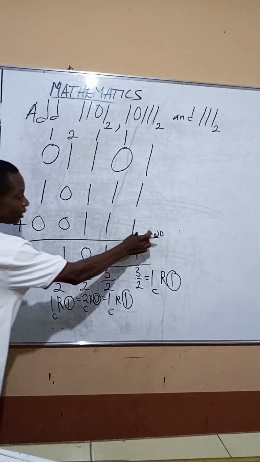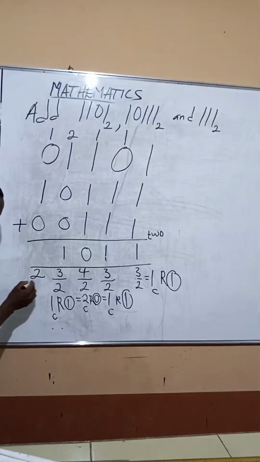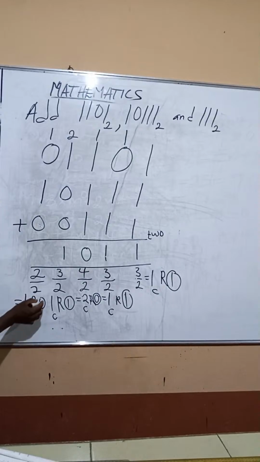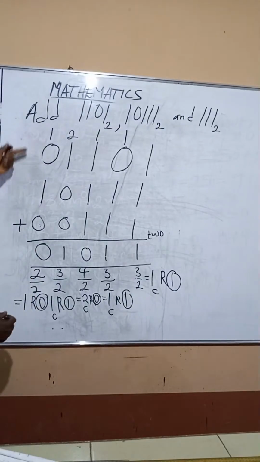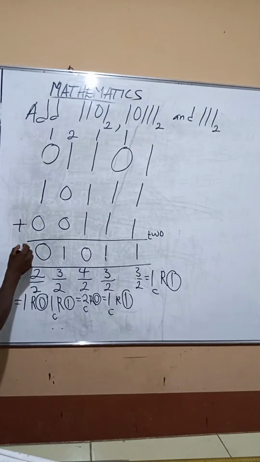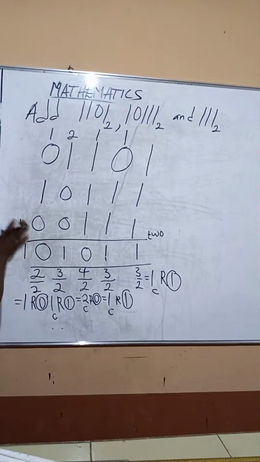Then divide by this 2. If you divide by this 2, we are going to have 1 remainder 0. So this 0 here, come and write it here. It is this 0 that you are going to write here. Then we are left with 1. If you put the 1 here, there's nothing to add it to, right? So that's why we are simply going to put it here. Or if you like, come and put it somewhere around here.